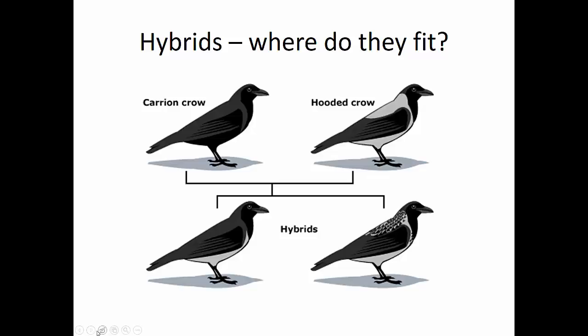What about hybrids? Where do they fit in? Many plants, some animals form hybrids in nature. For example, these guys here, the hooded crows and carrion crows, the two on the top, look different. And for the most part, they will typically stay separated. They will typically just mate with their own kind of crow. However, in some areas, they do hybridize. And when they do, their offspring are then neither carrion nor hooded.